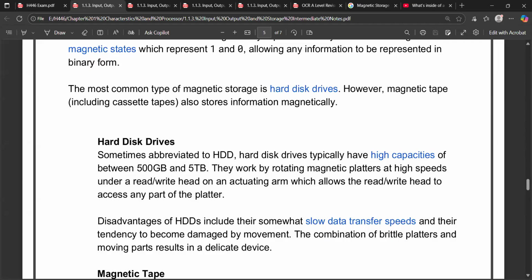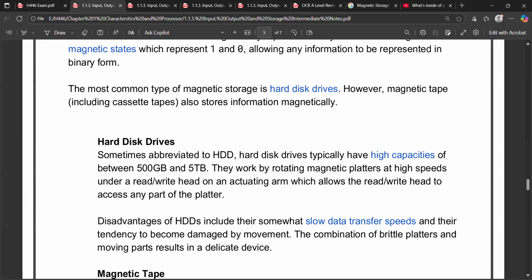Okay, okay. And what is the disadvantage of the hard disk drive? Is it that sometimes the data speed is slow? Yes.